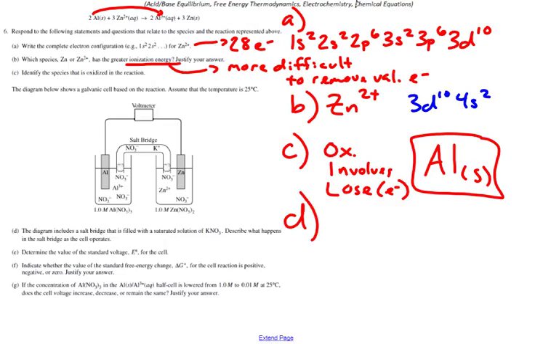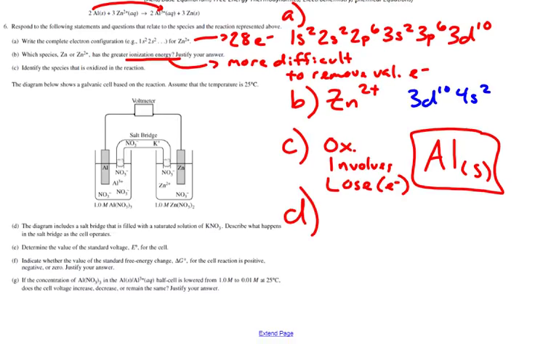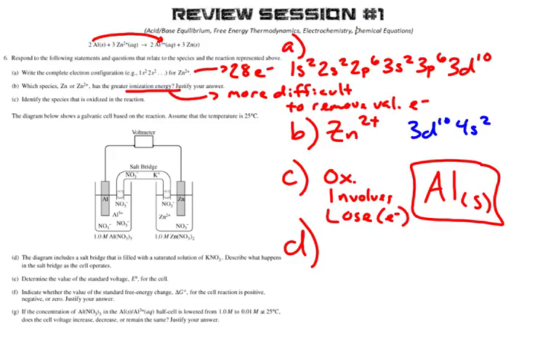D. The diagram includes a salt bridge that is filled with a saturated solution of KNO3. Describe what happens in the salt bridge as the cell operates. Okay. There's no getting around this one. You need to explain a little bit. So if you can try to figure this out, it's really good. Who's gaining the electrons? We just said it. Al is losing them, so zinc's gaining them. So the electrons, just draw this on your sheet, or even on a generic picture, electrons are going that way.